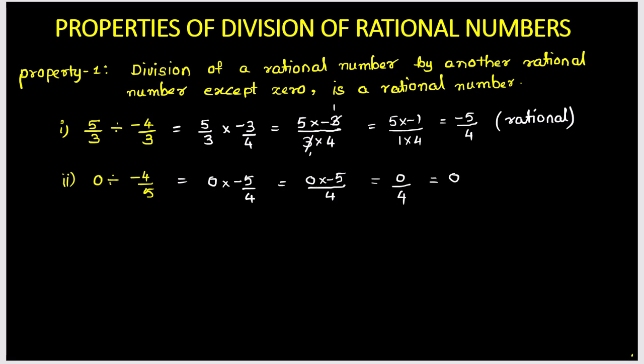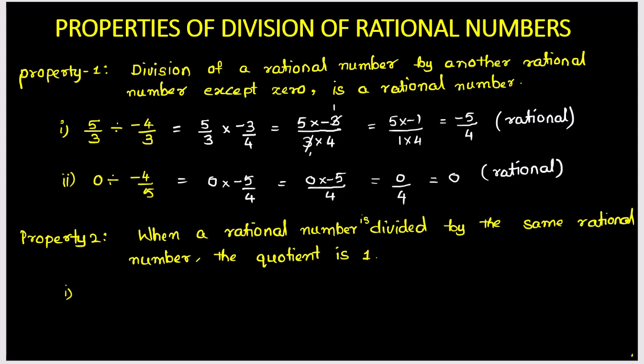So 0 is also a rational number. That means in this way we can justify property 1. What is property 1? If a rational number is divided by another rational number except 0, again you will get a rational number. The result is a rational number. Okay, so this is property 1.